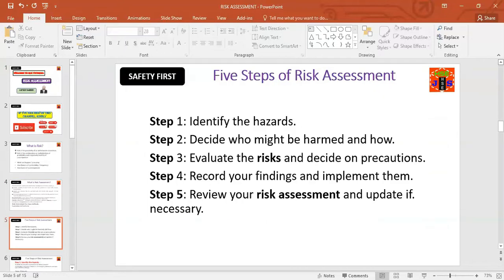There are five steps of risk assessment. Step number one, identify the hazards. Step number two, decide who might be harmed and how. Step number three, evaluate the risks and decide on precautions. Step number four, record your findings and implement them. Step number five, review your risk assessment and update if necessary. Now, we will discuss the five steps in detail, and hopefully you will be able to understand what risk assessment is and what the steps are.